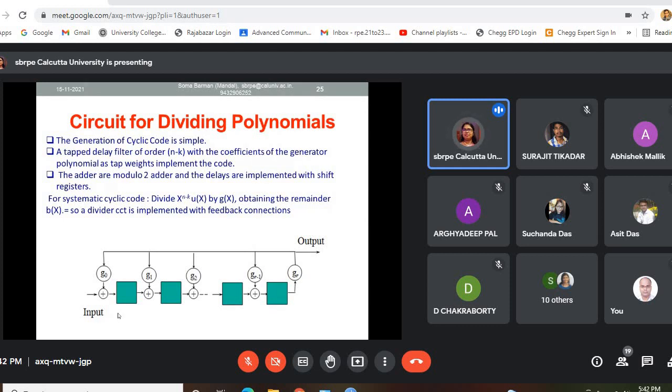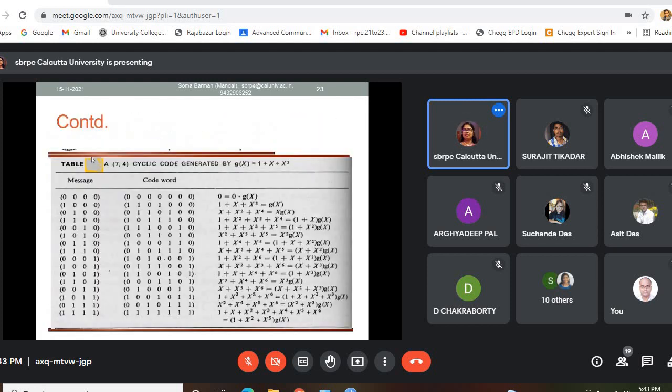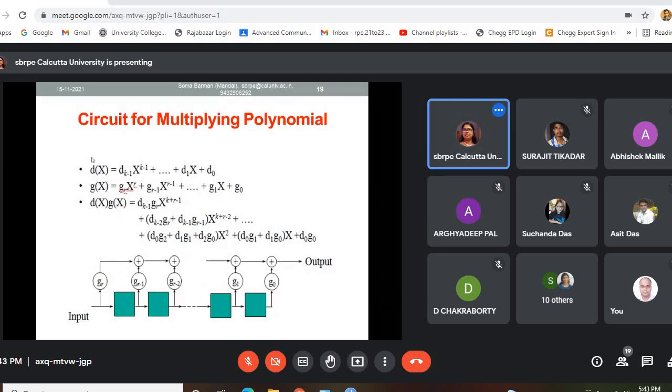Now, cyclic code generation. I have already mentioned cyclic code generation in the previous figure, and it is shown again. There is a basic difference: for these cases, it is non-systematic. See here, this was feedforward. The generator polynomial is feedforward. All of this was feedforward.